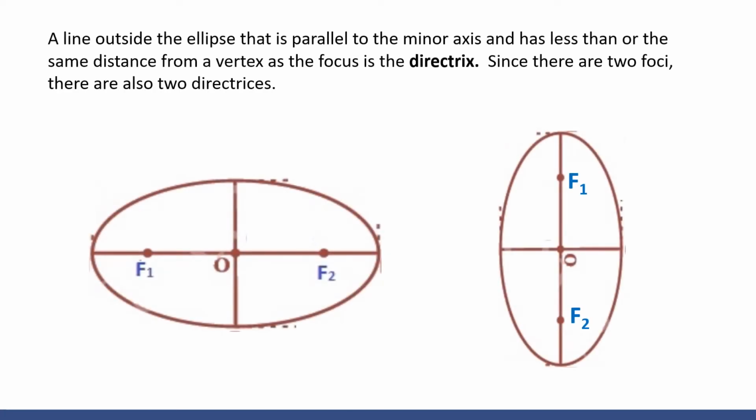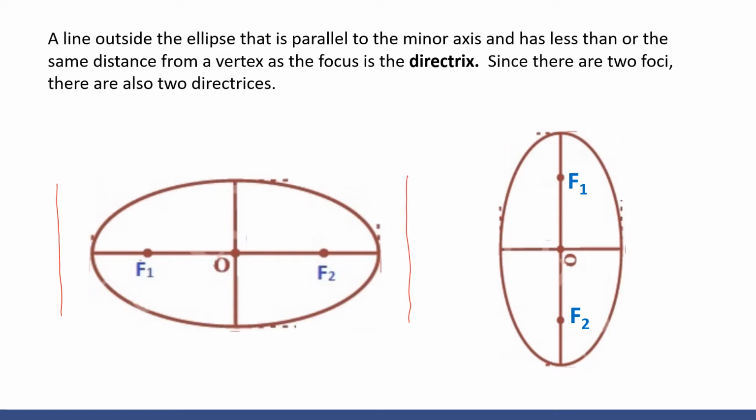A line outside the ellipse that is parallel to the minor axis and has less than or the same distance from a vertex as the focus is the directrix. Since there are 2 foci, there are also 2 directrices. Saan naman matatagpuan or makikita yung ating tinatawag na directrix? Kung ito sa ating horizontal na graph, andito dapat sa labas yung ating directrices. Okay, isa sa kaliwa at isa sa kanan.